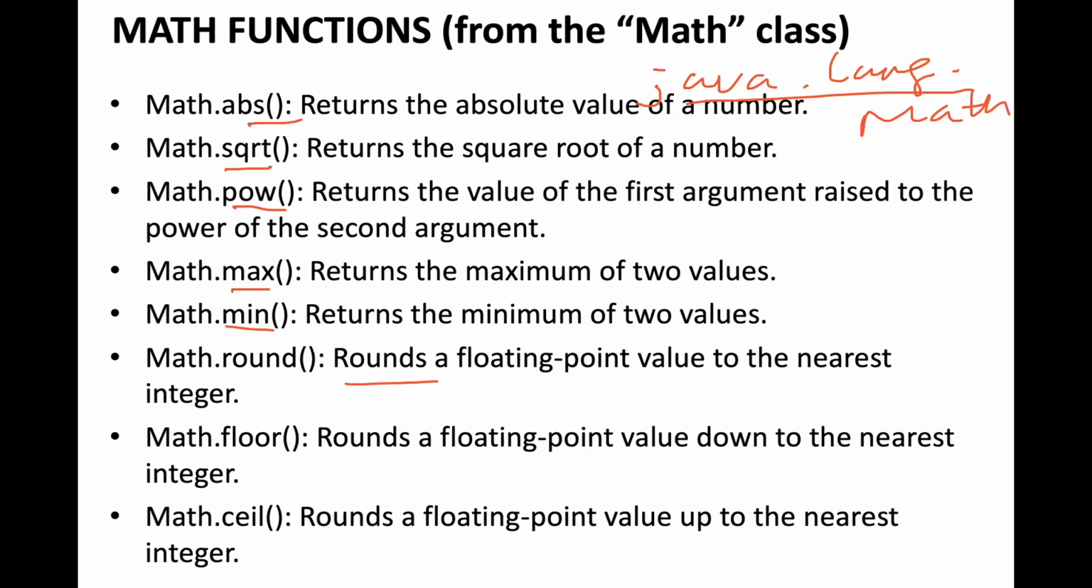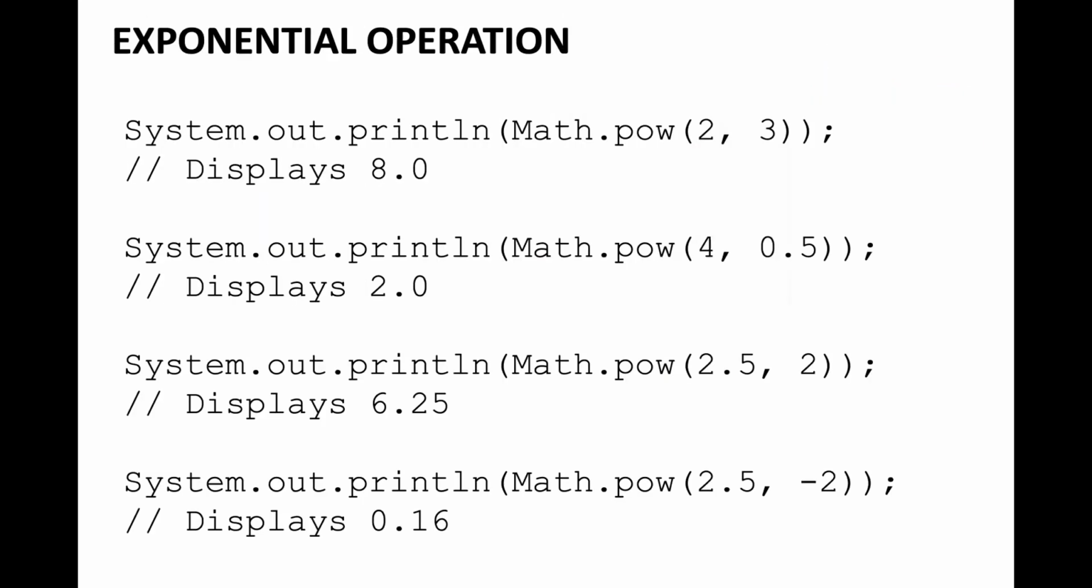Just to illustrate, let's look at some examples of these math functions. Let's use the exponential operation to illustrate. You can type in Math, capital M. The reason is that Math itself is a static object. As such, you can invoke its methods by using a dot operator. We'll talk more about this later.